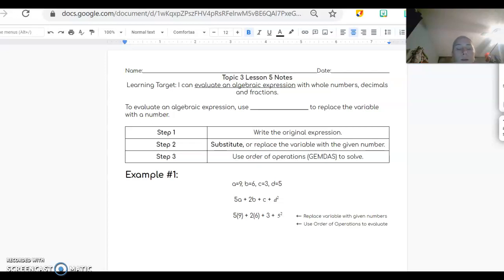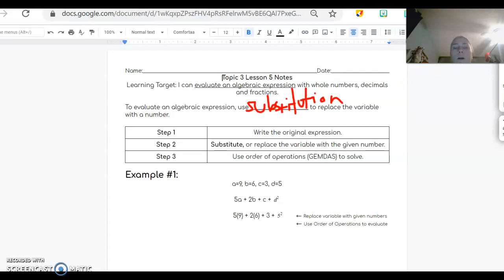To evaluate an algebraic expression, we use substitution to replace a variable with a number. Okay, so substitution is kind of our new vocabulary word for this lesson.